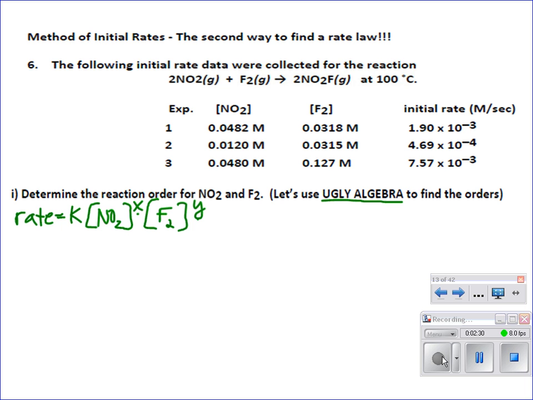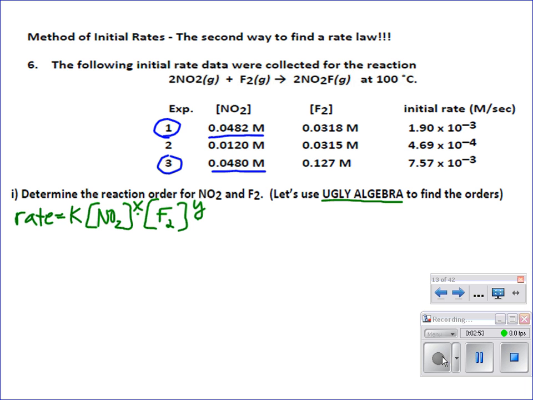Okay? So the first thing you need to start with is pick 2 experiments where one of the concentrations is kept constant. What 2 experiments do you want to do? This is real life data, so it's going to be close to being kept constant, not exact. 1 and 3? Okay, we'll look at 1 and 3 because here NO2 is kept constant, right?